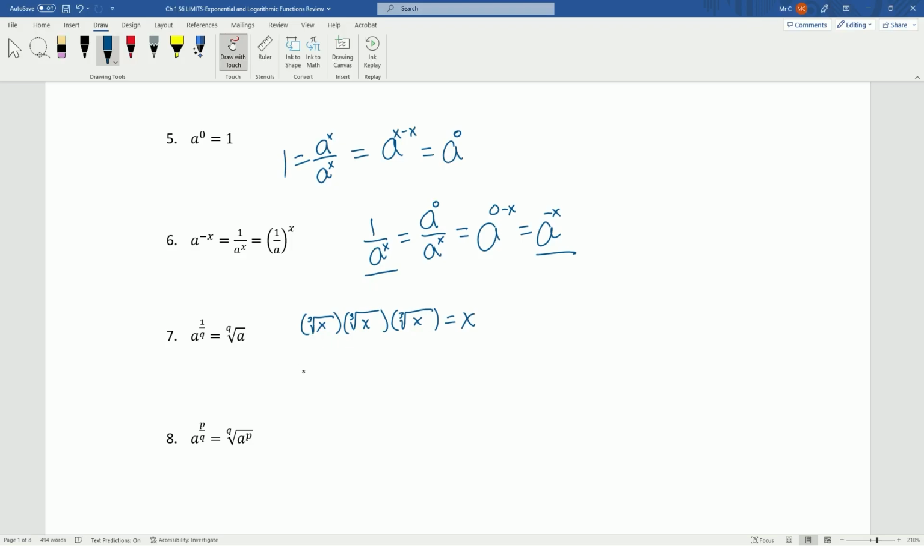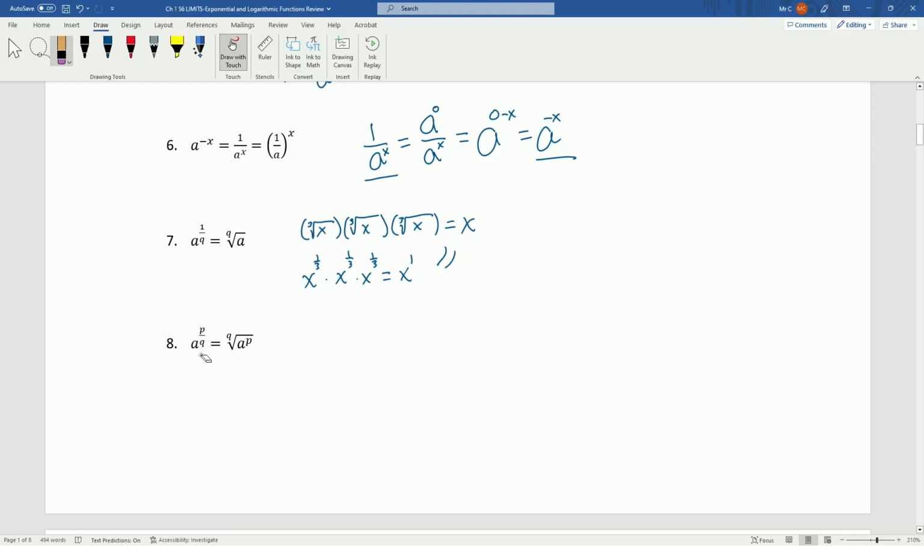So if I look at x to the 1/3 power, and I multiply x to the 1/3 3 times, what do I get? I get x to the first power. 1/3 plus 1/3 plus 1/3 is 1. So these two things are the same thing, right? So they are effectively saying the same statement. What number multiplied by itself 3 times is x? But we can generalize that to q times. What number multiplied by itself q times is a? So these two notations are exactly the same thing. All right, and a to the p over q.